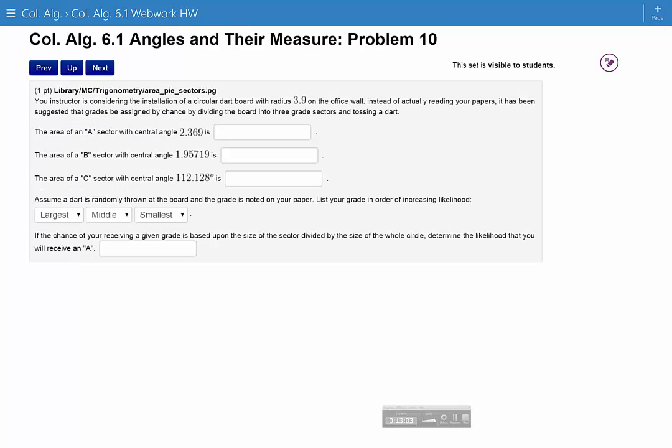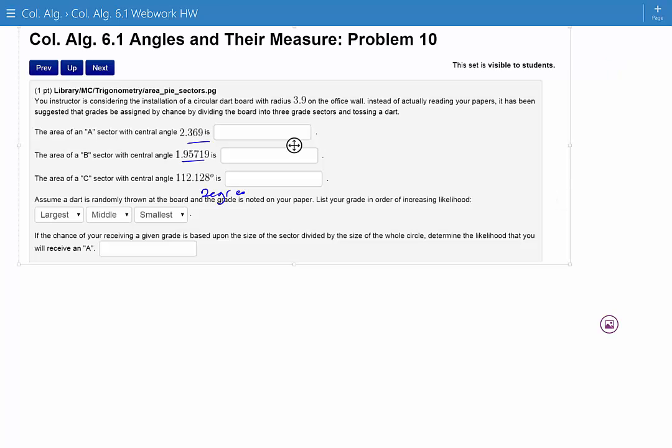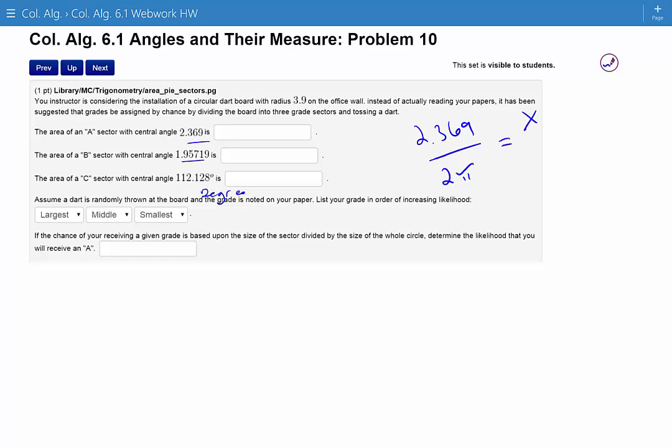Okay, the next problem wants us to find the area of the sector for these problems here. Keep in mind this is radians, this is radians, but this is degrees. So be careful about that. But what I like to do is a proportion. I like to take the angle 2.369, divide it by the total, which is 2 pi radians in a circle. And that's got to equal the area we're looking for, the small area, divided by the total area, which is pi r squared. So small angle over total angle equals small area over total area.